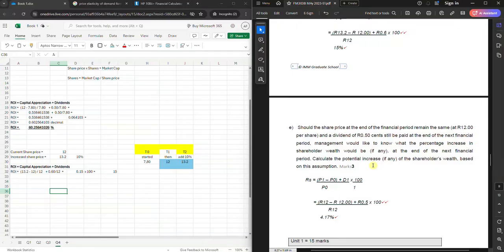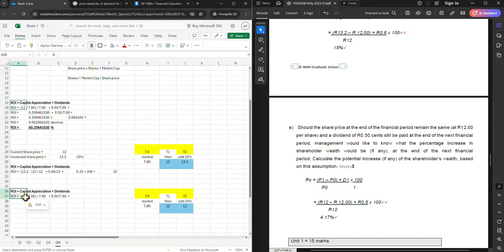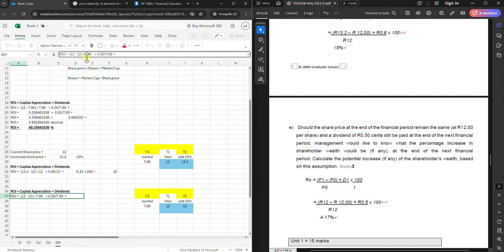So you have to read the question and see what the question is asking for. Because here they said, should the share price at the end of the financial period remain the same? So it's staying the same. So in other words, you don't have 13.2 here. You've actually got 12. Exactly. So the formula would literally be 12 minus 12 divided by 0.50, because also the dividend was at 50 cents, not 60 cents. Yeah, 50 cents.